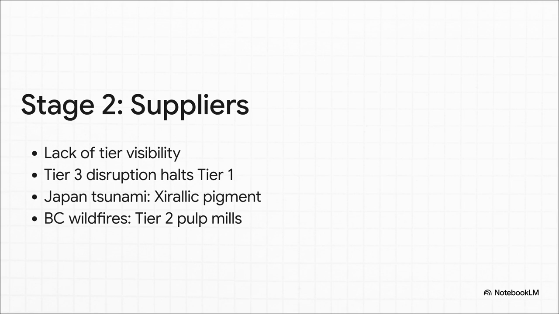Back during the 2011 Japan tsunami, global automakers suddenly had to halt production because almost all their different paint suppliers relied on a single destroyed Tier 3 chemical plant for a specific pigment called xeralic. We saw the same thing when Ontario packaging firms faced shortages because the 2023 BC wildfires wiped out the Tier 2 pulp mills their direct suppliers relied on.